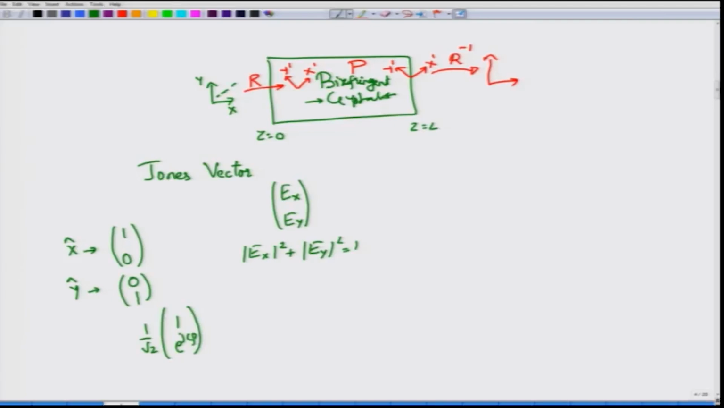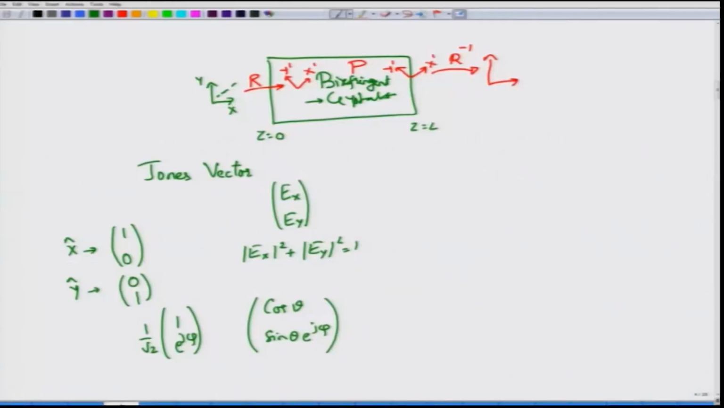Okay. But at any other angle, you will have to write down the actual Jones vector. Sometimes this notation of cos theta, sin theta e power j phi is used, with two parameters theta and phi, to account for not just linear polarization, but also for circular and elliptical polarizations. Okay. So, we are going to use one of these forms.